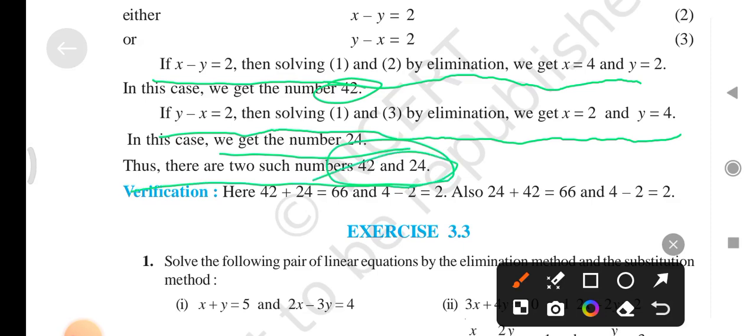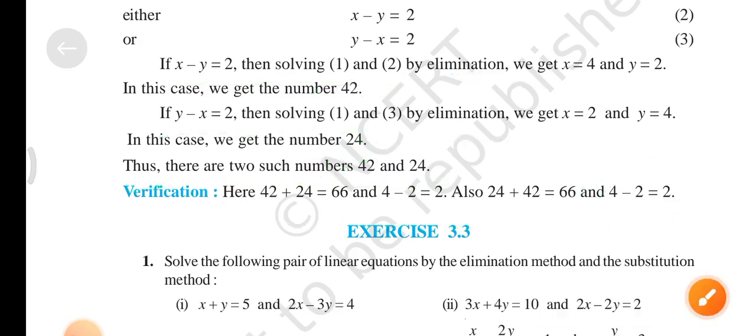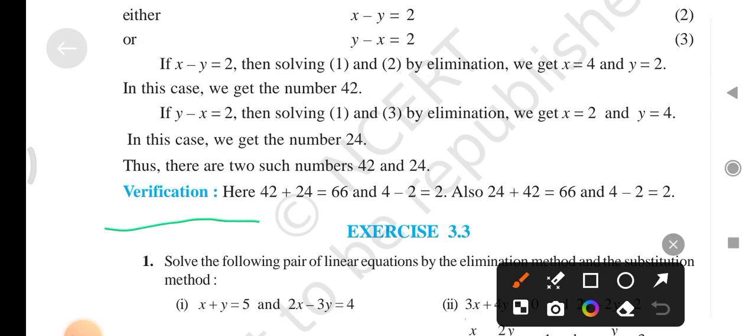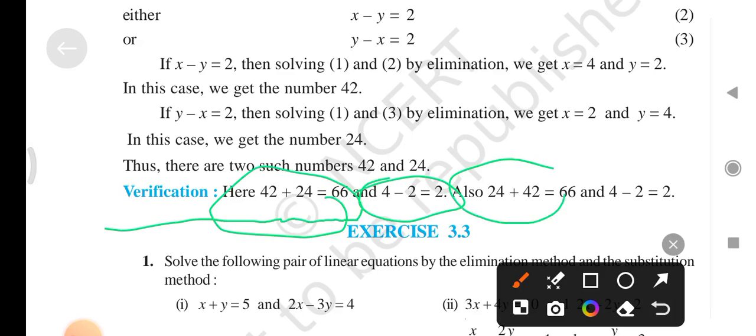Verification: 42 plus 24 is equal to 66 and 4 minus 2 is equal to 2. Also 24 plus 42 is equal to 66 and 4 minus 2 is equal to 2.